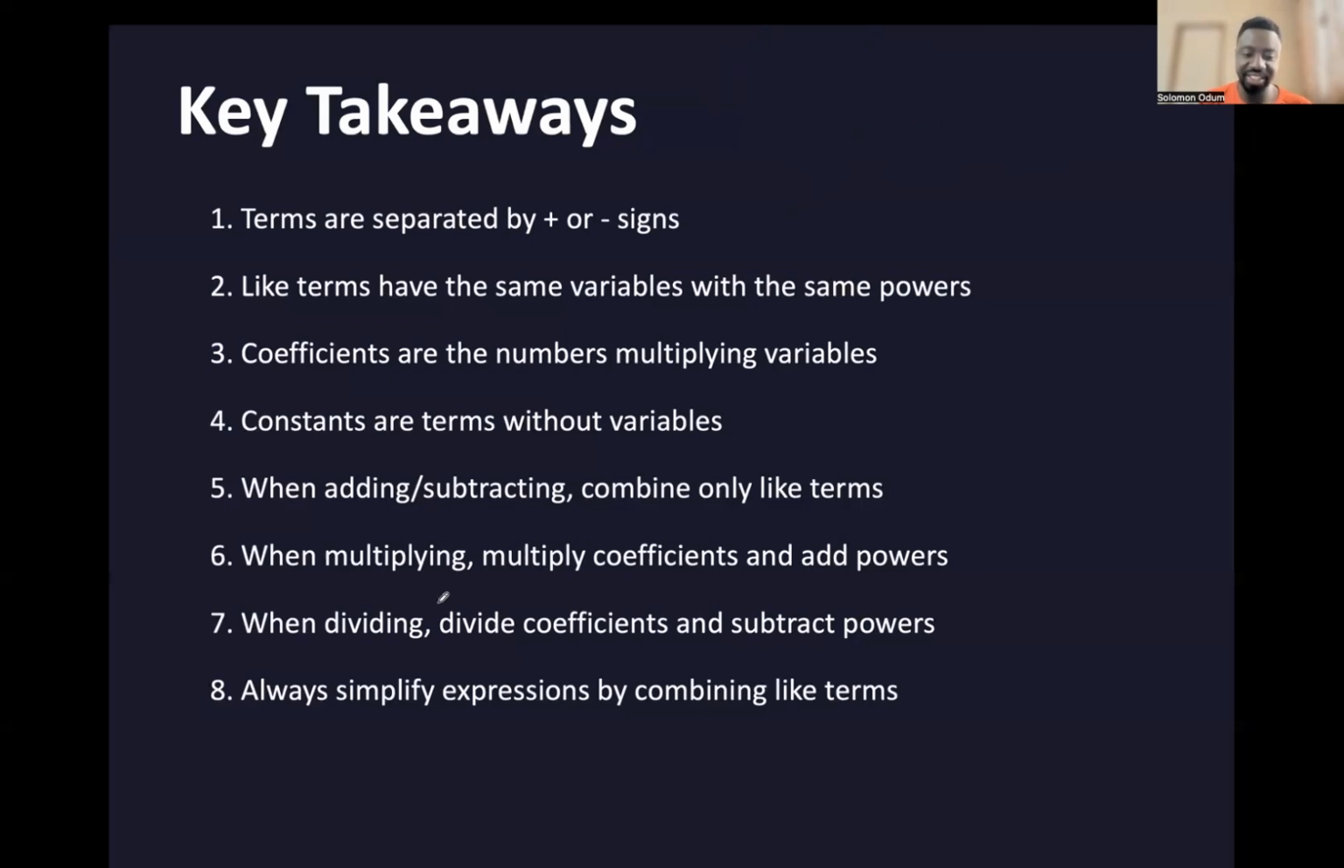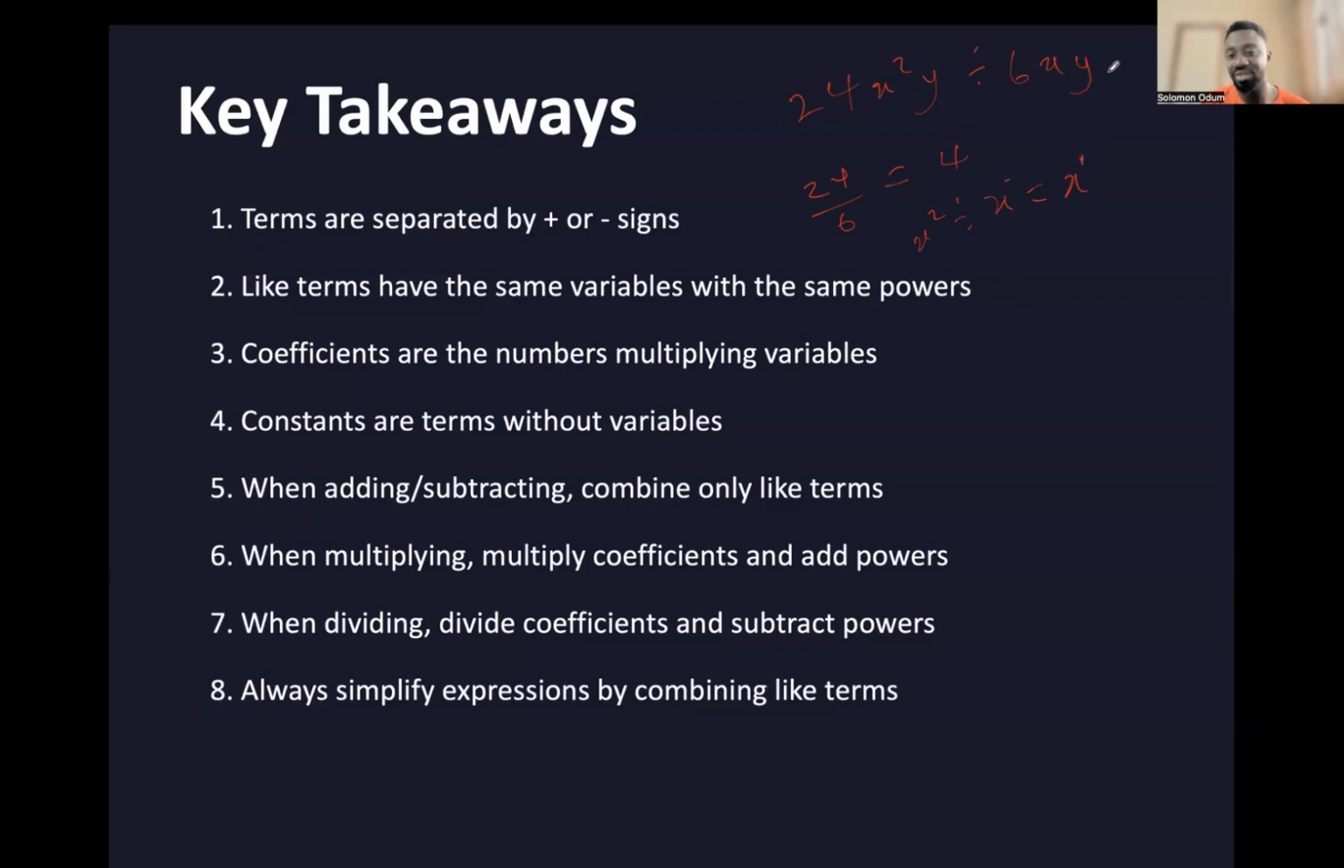Now, when dividing, divide the coefficients and subtract the powers. Here is an example where we have an algebraic expression that is being divided: 24 x squared y divided by 6xy. 24 divided by 6 is 4. x squared divided by x: you take the exponents and subtract, 2 minus 1, so you get x raised to the power 1, the same as x.